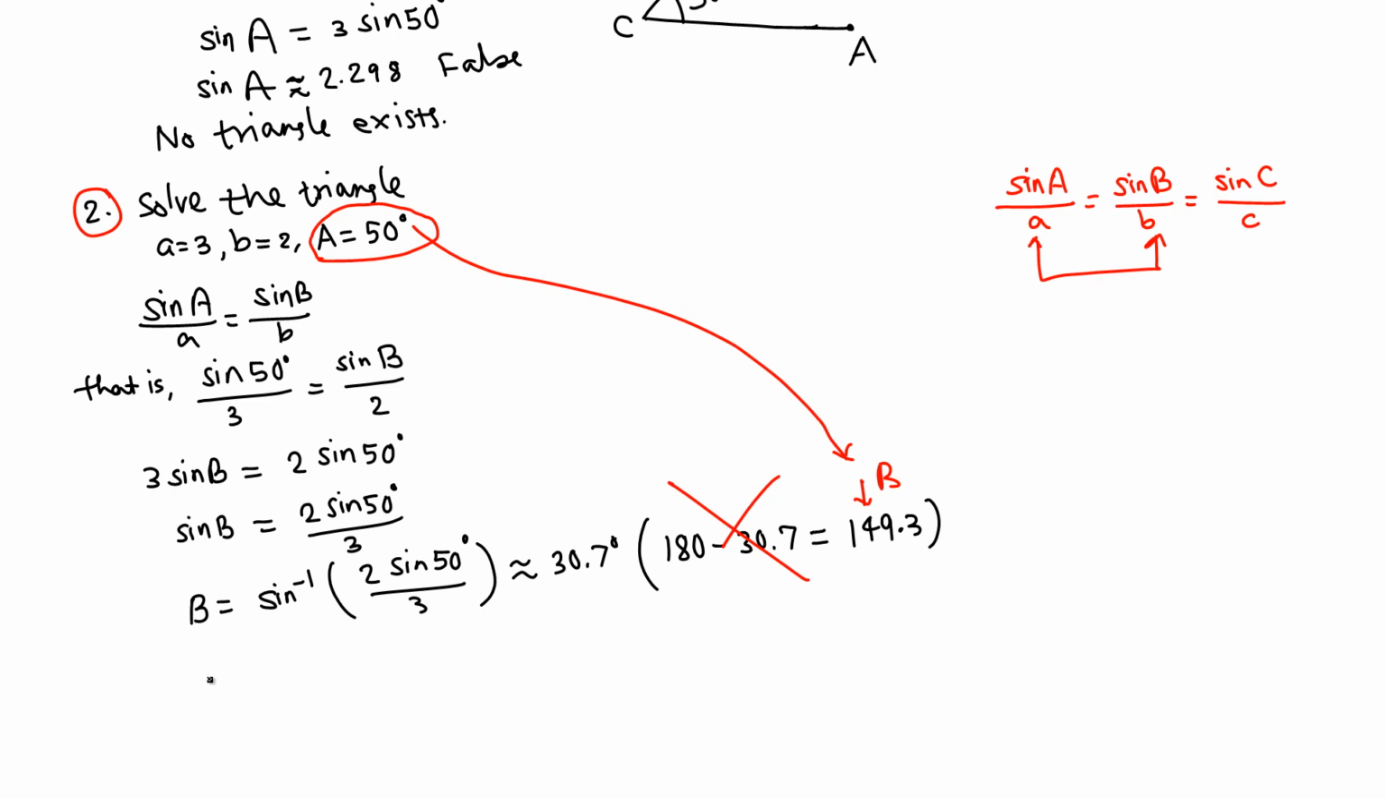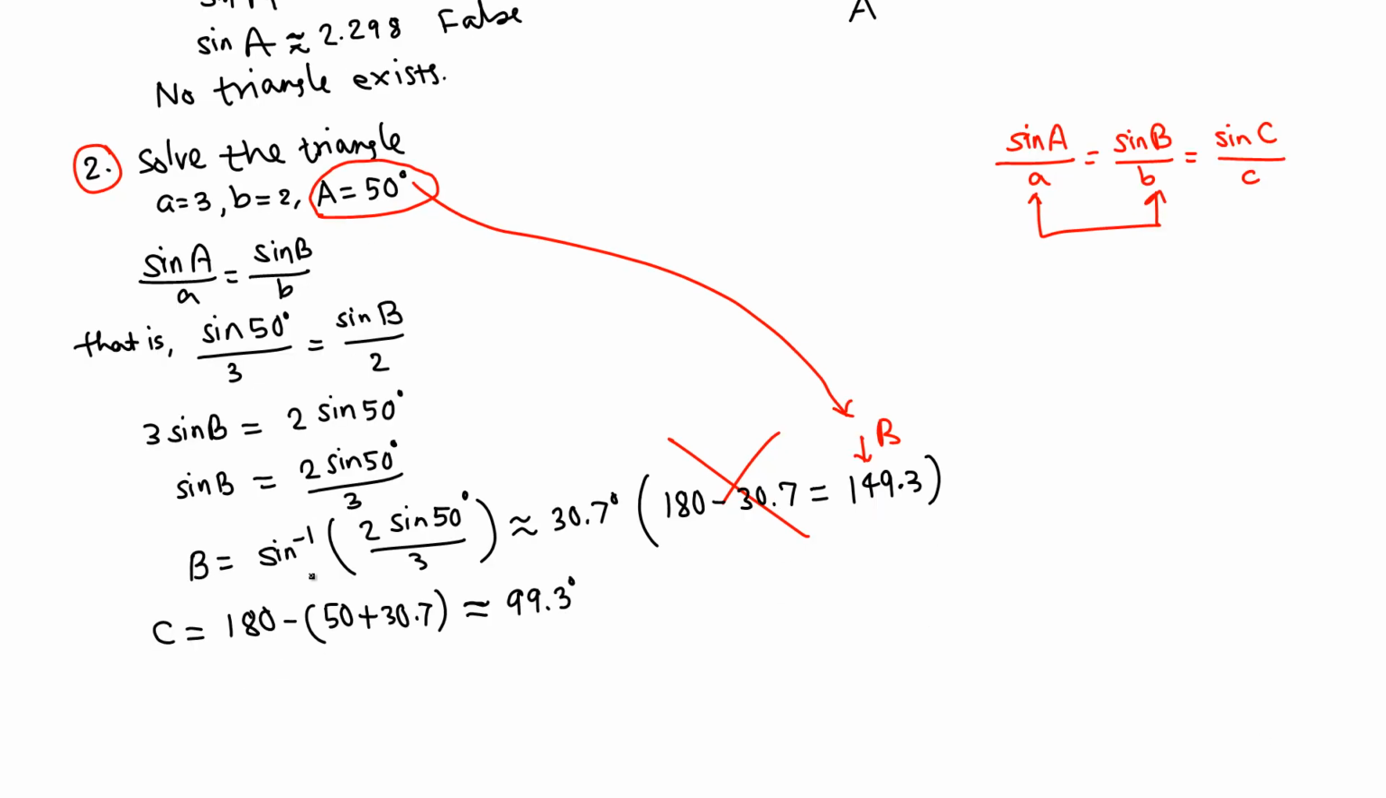Now we can find the third angle C. C is 180 minus the sum of the other two, 50 and 30.7, so 99.3 degrees.